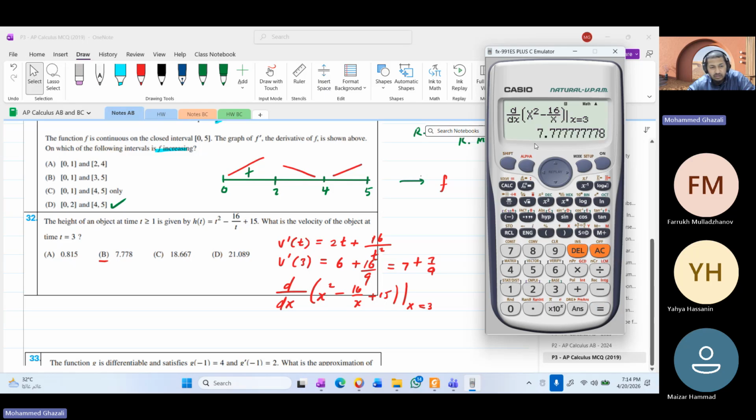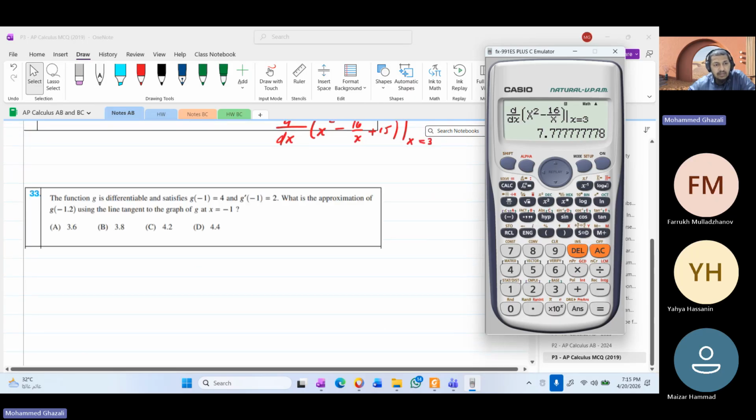So what's the answer? 7.78778. For people who have a Texas Instruments calculator, it would be different. But this is a very easy peasy question. It's like level 1. Just find the derivative, substitute 3. It's a level 1 type question, so it's not difficult at all. You saw I didn't even need a calculator here. I said the answer is between 7 and 8, and that's the only option I have.